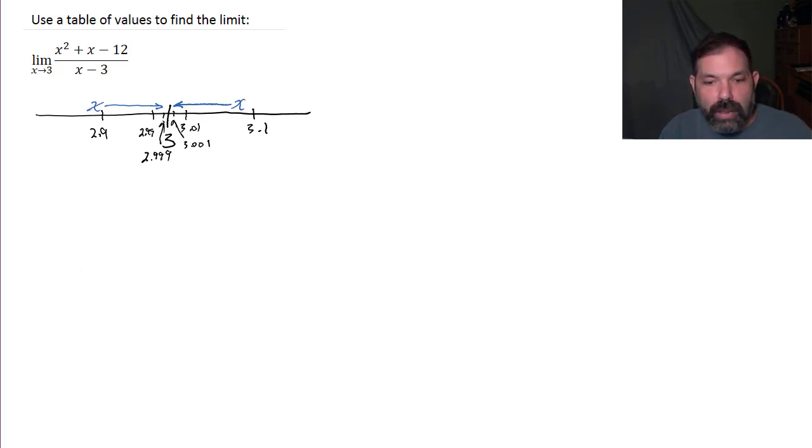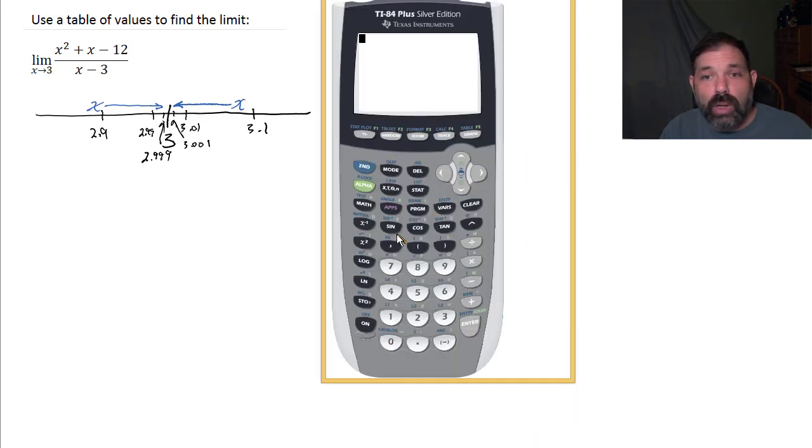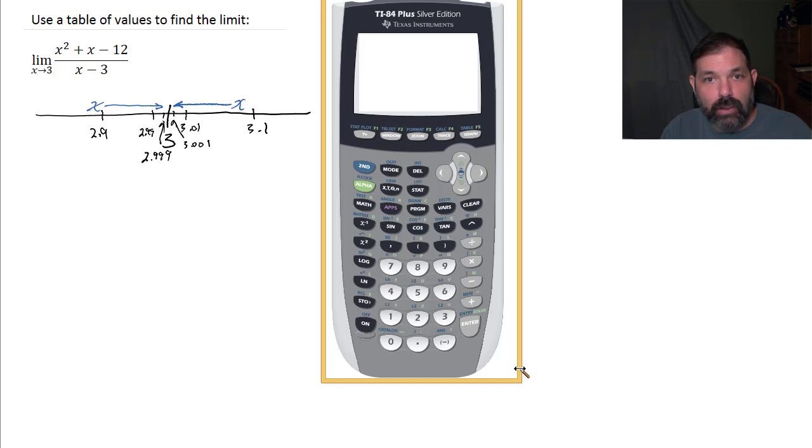Alright, so I bring up my calculator, and what I'm going to do is directly input this function, x squared plus x minus 12 over x minus 3, in my y equals screen. So I go to my y equals screen, and I'm going to need parentheses around the numerator and parentheses around the denominator. You always got to be careful about that with these rational expressions.